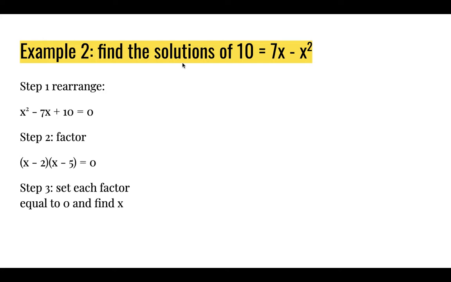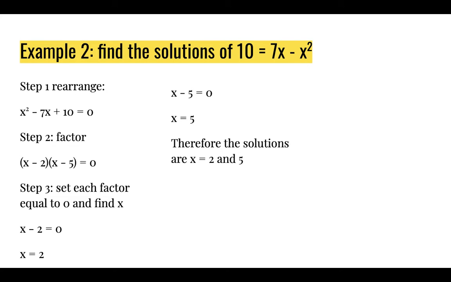So we're going to set x minus 2 equal to 0. So x has to be 2. That's one of our zeros or solutions. And the other one is x minus 5 equals 0, so x has to be equal to 5 as well. Therefore, the two solutions to this equation are 2 and 5.